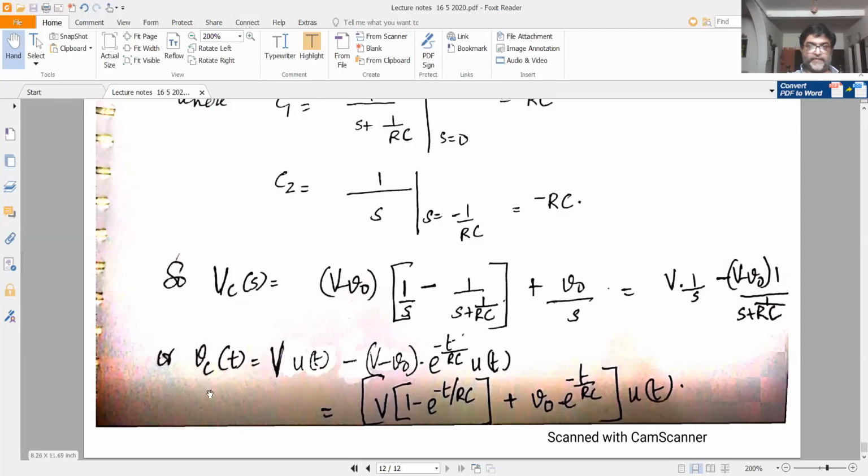And what is the value at t equal to infinity? At t equal to infinity, e raised to minus infinity by RC becomes 0, so this term vanishes and the voltage is equal to V. So Vc of infinity is equal to capital V. This means the capacitor voltage exponentially increases and the capacitor current exponentially decreases. When the capacitor is fully charged, it becomes an open circuit.